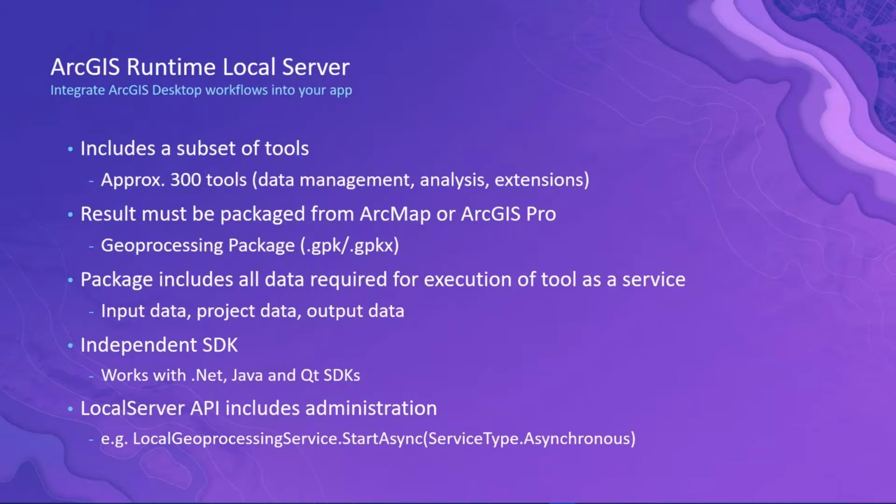So it's similar to how you would execute a geoprocessing service that's hosted in ArcGIS Enterprise, but it's actually running on your own local device. So that input data, the project data, the output data is all there as part of that package. And this works with all of our SDKs that run on desktop platforms. So whether it's .NET, Java, or Qt, that same geoprocessing package will work with any one of those SDKs. And the API that we provide for Local Server includes other things such as administrative tasks that you can run. So you can tell it to start up a geoprocessing service, start up the server, stop it, those sorts of things.